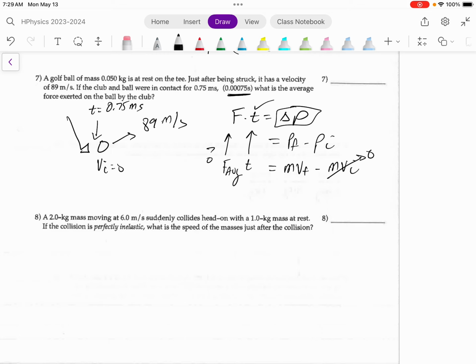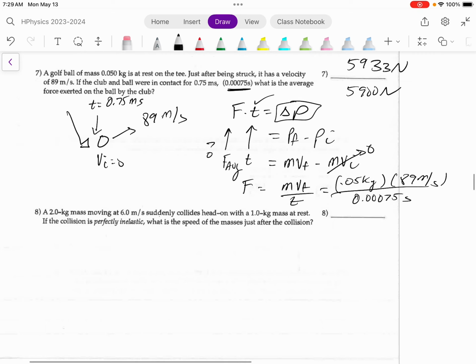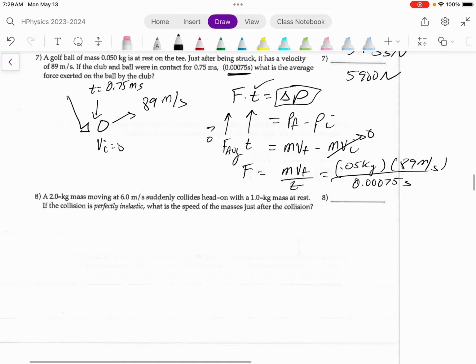And so now that I have done that, I can rearrange this equation for the average force. The force equals mass times velocity final over time. Mass is 0.05 kilograms. Velocity final is 89 meters per second. Time is 0.00075 seconds. And if you plug that into your calculator right, it's 5933 newtons or 5900 to 2 sig figs. I will not take points off for incorrect sig figs.